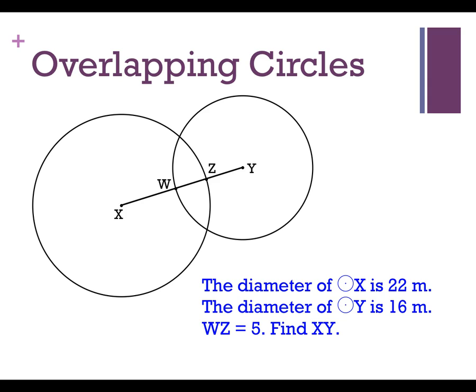Can you explain that a little bit? Yeah, so it's saying that the diameter of X is 22. You found the radius. Yeah, so then the radius would be 11, because that's half of the diameter. And then the whole thing is 16, so then half of that would be 8. And then WZ is 5. And then you subtract it. Yeah, so then you add those two together and then subtract 5, because that's the overlapping part.